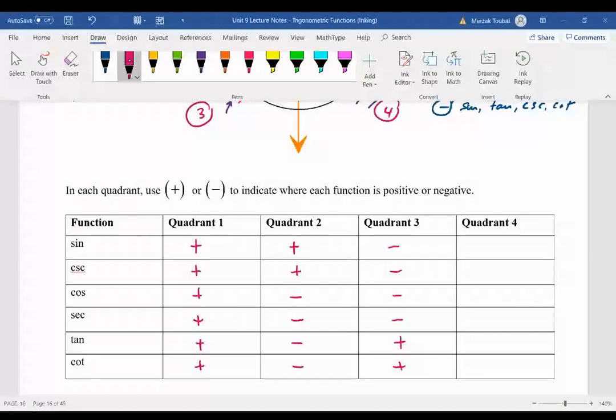Quadrant 4, the sine is negative, reciprocal is negative, cosine is positive, its reciprocal is positive. Tangent is negative, its reciprocal is negative. So on quadrant 1, all the functions are positive. On quadrant 2, only the sine function and of course its reciprocal are positive. Quadrant 3, only the tangent and its reciprocal are positive. Quadrant 4, only the cosine and its reciprocal are positive.